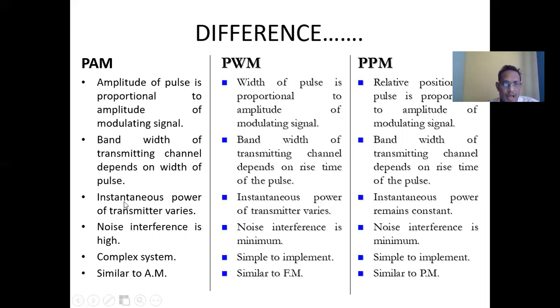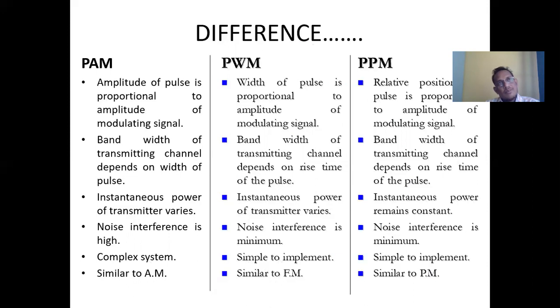Noise interference is very high in case of pulse amplitude modulation. We already defined this one. Noise effect is more in case of pulse amplitude modulation. Noise interference is very minimum in case of pulse width modulation and pulse position modulation. This is similar to FM and PM also. In case of FM and PM, the effect of noise is less as compared to AM. That's why noise interference is minimum in pulse width modulation and pulse position modulation. Complex system is there, simple to implement, and the last statement is very important: similar to AM, similar to FM, similar to PM. Okay, so this is nothing but the first part of unit number 6.